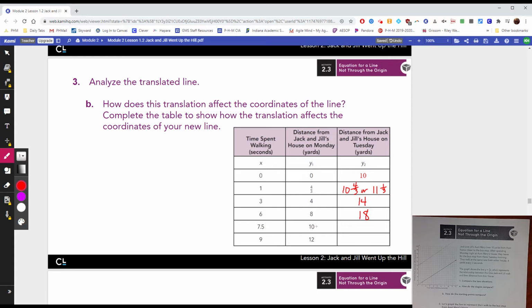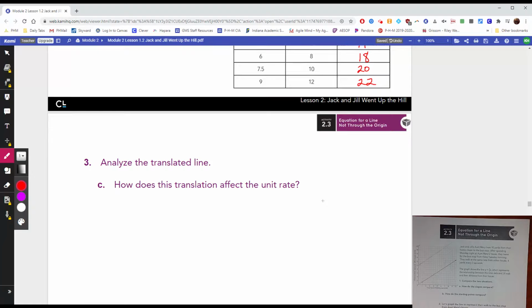7.5 for t means that this distance increases by 10, so 10 plus 10 would be 20. And same thing for the last one. The original distance was 12, add 10 to that, now it's 22. So translation just adds the same amount to every coordinate, to every y coordinate. This was a vertical translation, so that affects only the y coordinates.